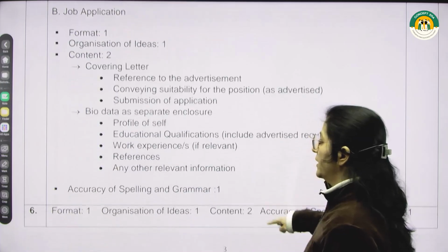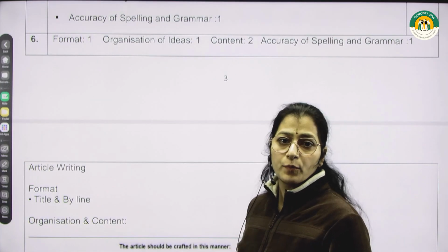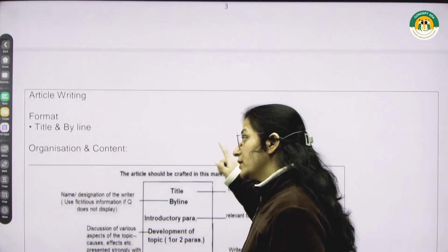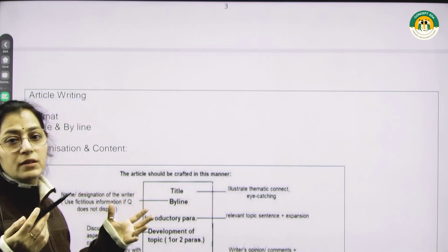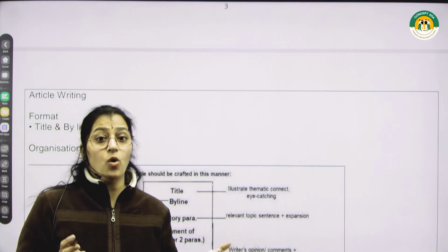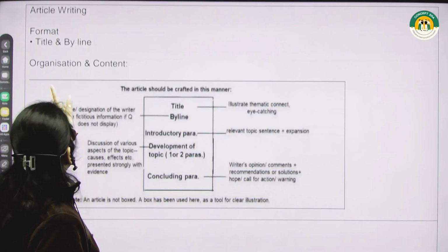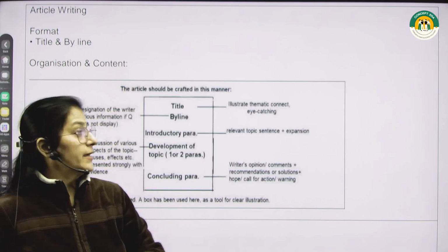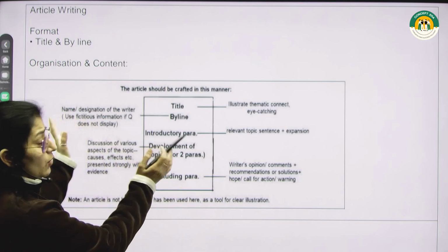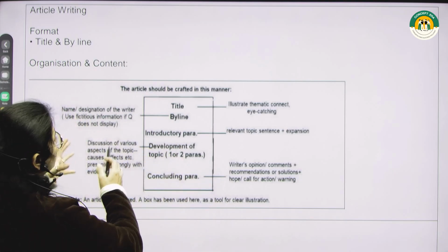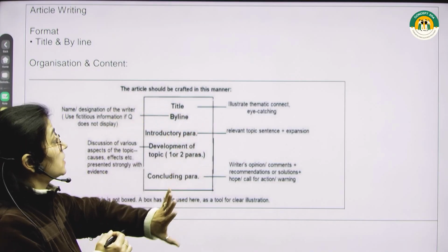Now moving to the next part, I'll show you. This is question number 6, article and report writing, right? Format everywhere, it's very important to follow the format. Don't forget that. The body of the letter, the body of the article, or your report writing is very important. According to that, format, title, and byline for article writing, right? Here also, if you have seen the marking scheme, I'll show you how it is given there, what kind of body they are asking you to draft. The article should be crafted in this manner.